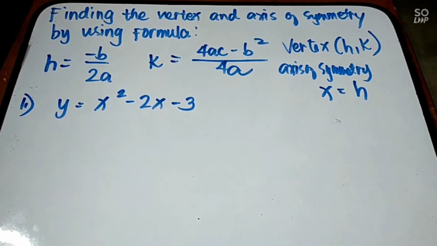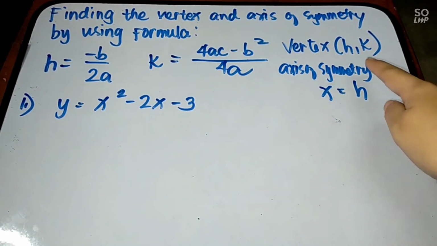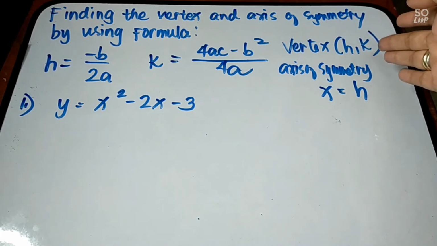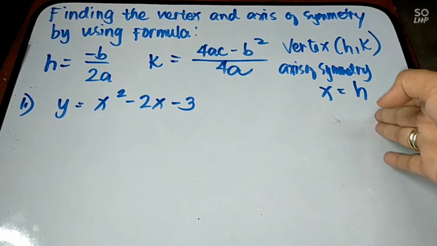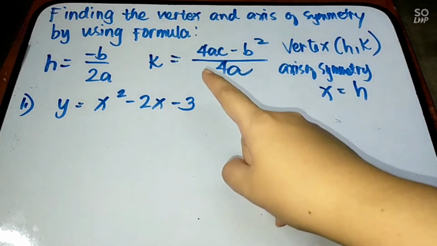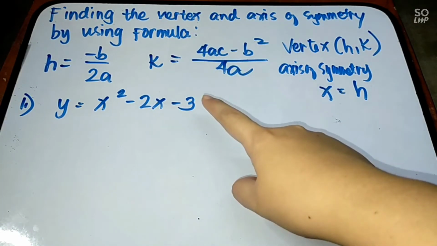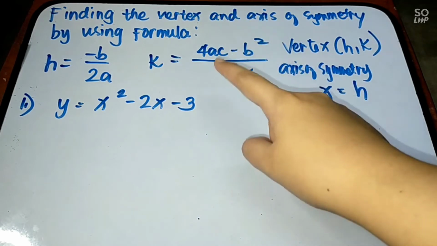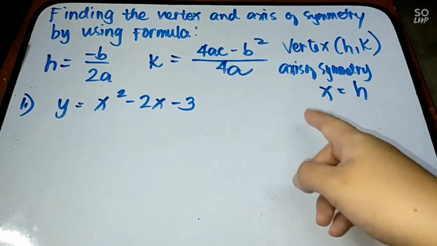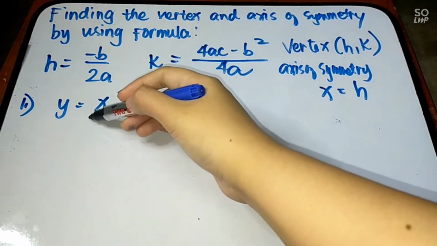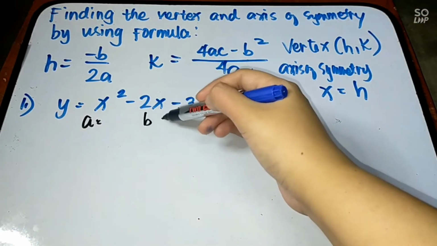Finding the vertex and axis of symmetry by using formula. So, si vertex, that is your H and K. Then, axis of symmetry, that is X is equals to H. So, kung ano yung makuha mo kay H, that is your axis of symmetry. So, the formula for H, we have here negative B over 2A, while for K equals to 4AC minus B squared all over 4A. So, for us to find it first, let us have your A, B, and C.